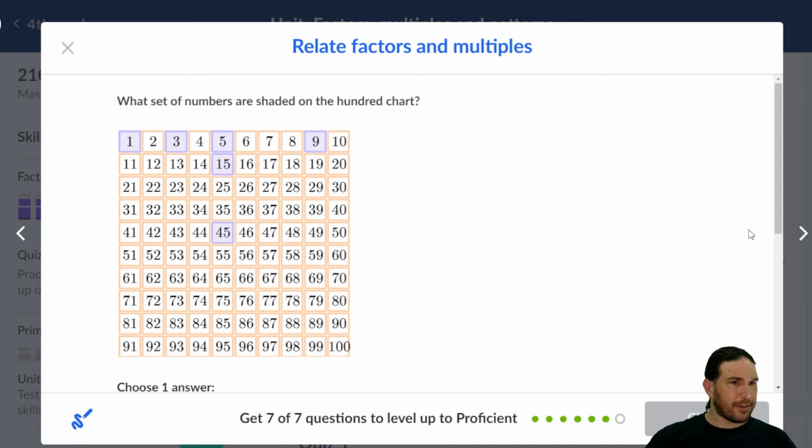All right, what do we have here? We have 1, 3, 5, 9, 15, and 45. If I want to know whether or not these are factors, there is a kind of a trick that you can use to figure it out. Take the biggest one and the smallest one. The biggest one is 45. The smallest one is 1. Multiply them.